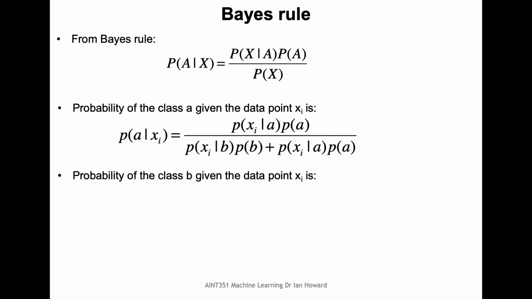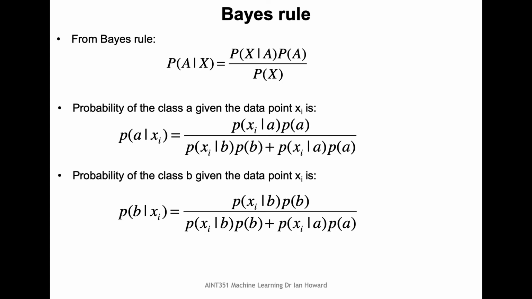The probability of the corresponding class B given the data has the same form as the probability of A given the data, but we just substitute B in where we had A. As you can see, the denominators are both exactly the same. So when we're comparing the probability of A given the data with the probability of B given the data, we don't actually have to calculate the denominators.